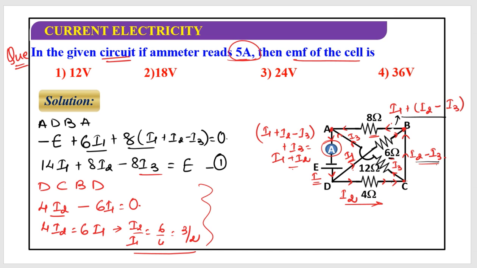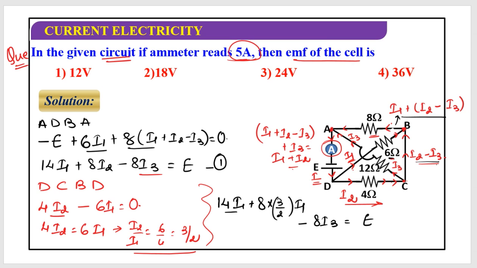We have one more relation. So if you put the value of I2, or let's say the value of I1, you might get a certain relation which could be written like this. It can be written as 14 I1 plus 8 into I2. Now according to this, I2 equals 3 by 2 of I1, minus 8 I3. That should be equal to E.